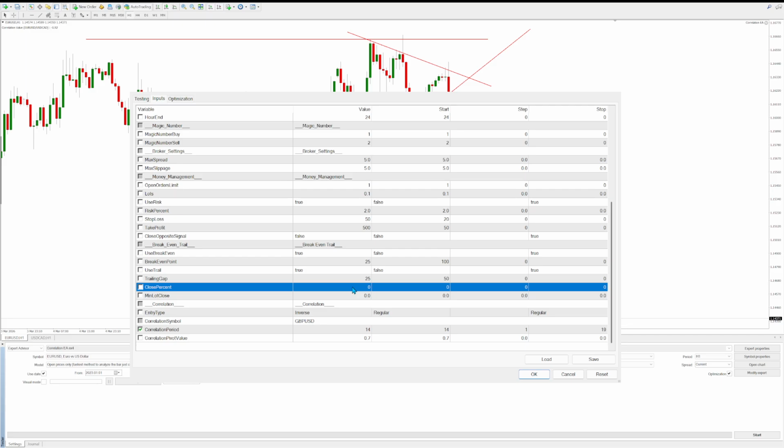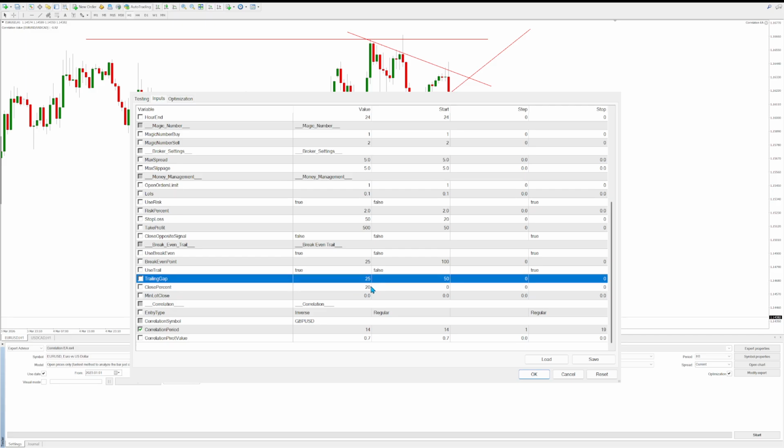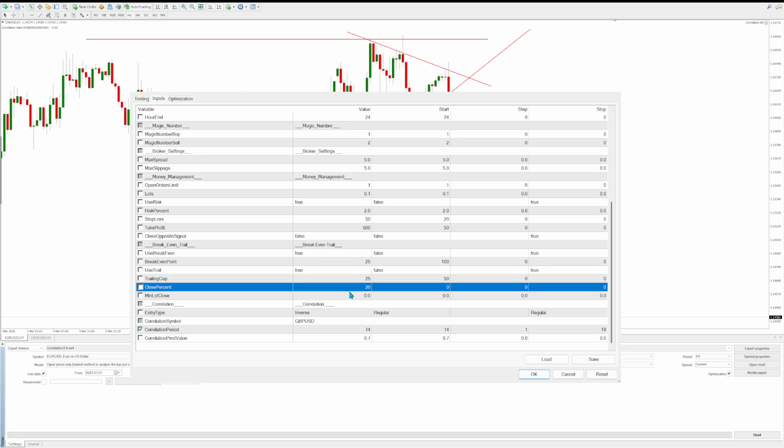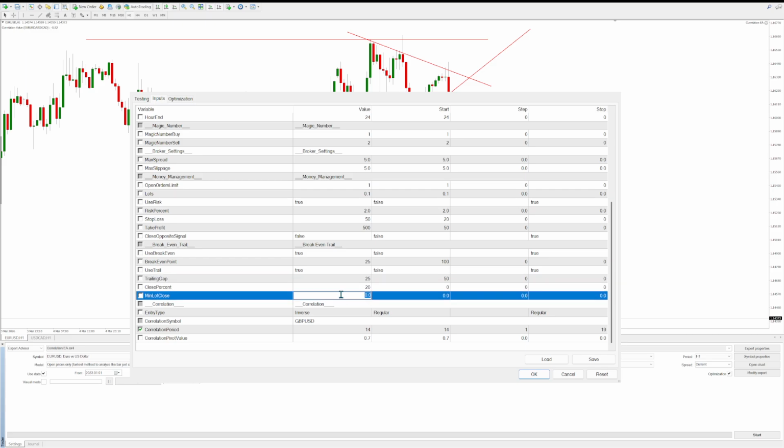Close percent. So if you have close percent set to, let's say, 20, that will close 20% of the trade when the break even point is initially reached and then each time the trailing gap is reached, until you have the minimum lot close left. So if you only have 0.5 lots left, the EA will stop closing the position and just let the remainder run.